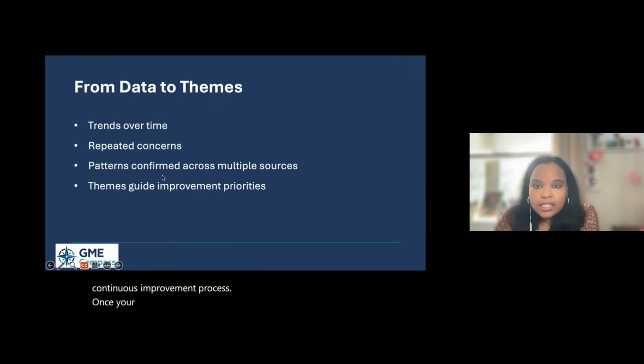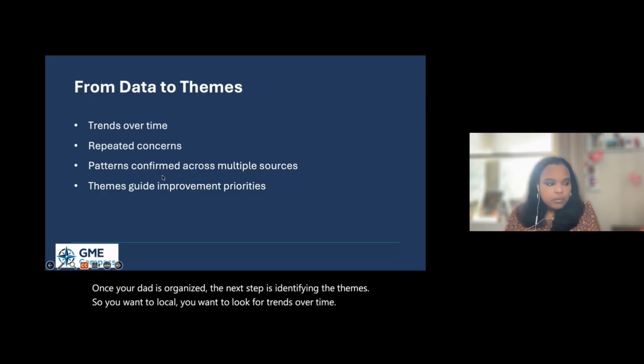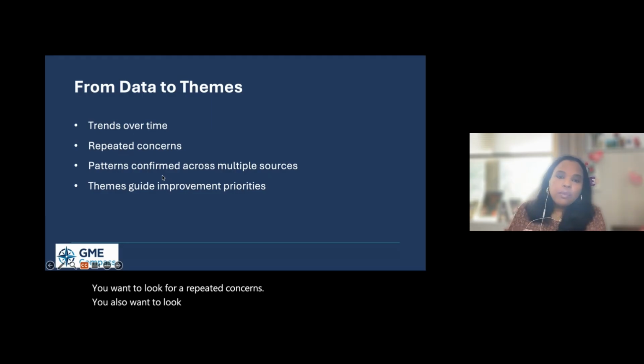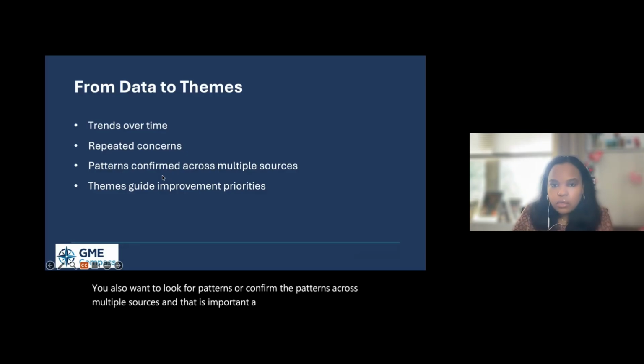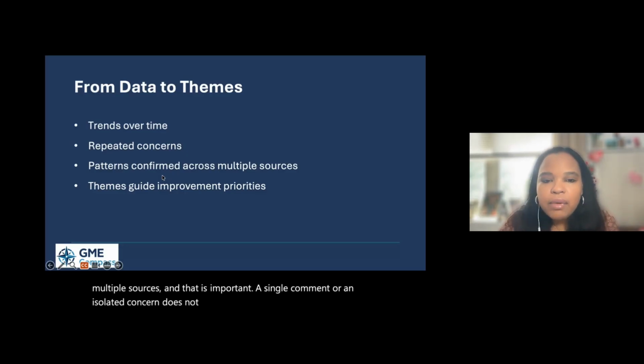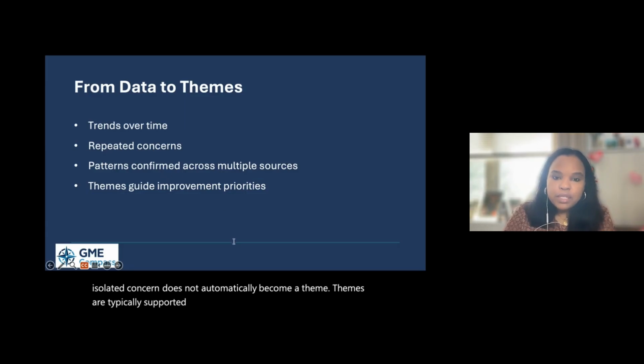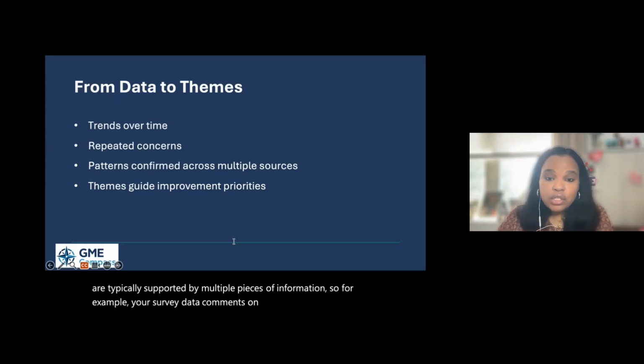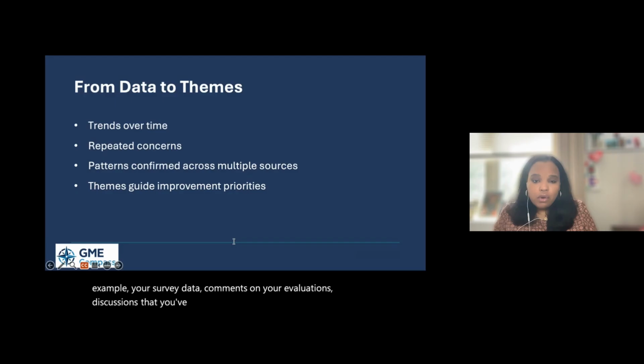Once your data is organized, the next step is identifying themes. You want to look for trends over time. You want to look for repeated concerns. You also want to look for patterns or confirm the patterns across multiple sources. And that is important. A single comment or an isolated concern does not automatically become a theme. Themes are typically supported by multiple pieces of information. So, for example, your survey data, comments on your evaluations, faculty discussions, and trends that appear consistently over time. And this is where your analysis begins to shape the direction of your APE.